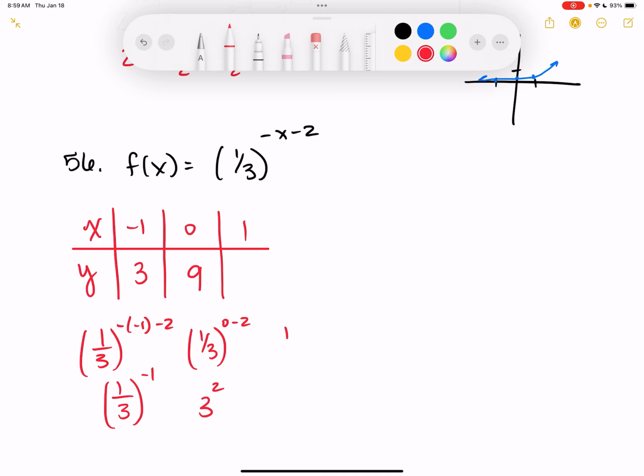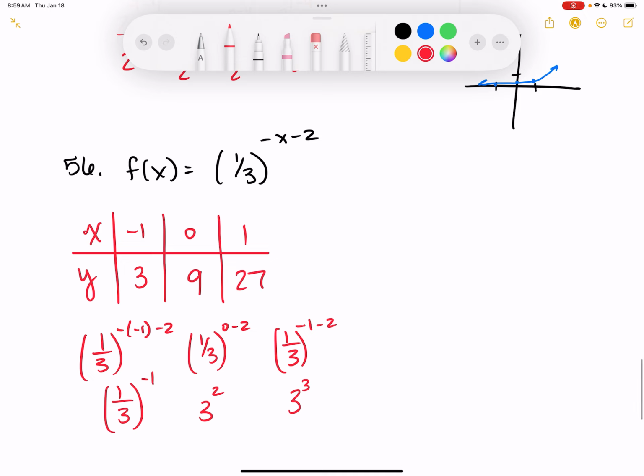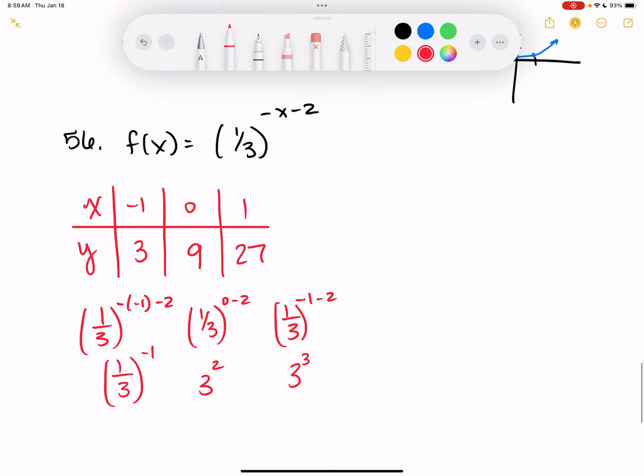And then 1/3 to the negative 1 minus 2. So that would be 27. Yep, so that would become 3 cubed. So that's 27. Now, that's a pretty big number to graph, right? So I would maybe consider counting by 3s instead on my y-axis when I do it, just so it's not quite so crazy.